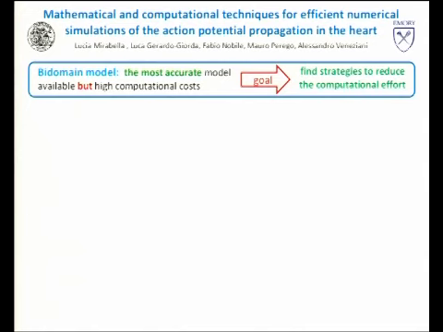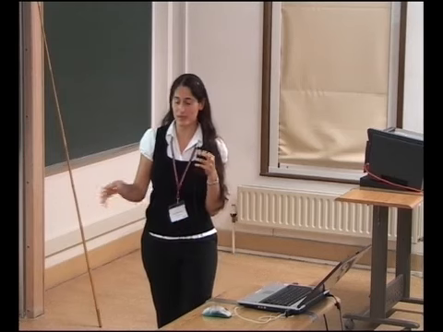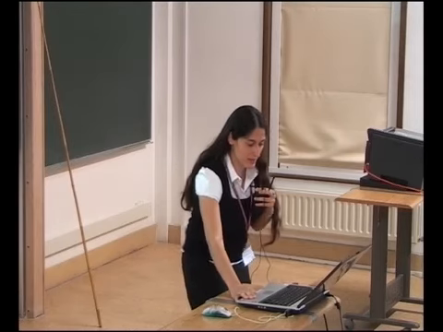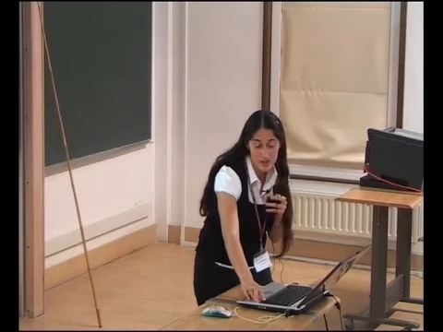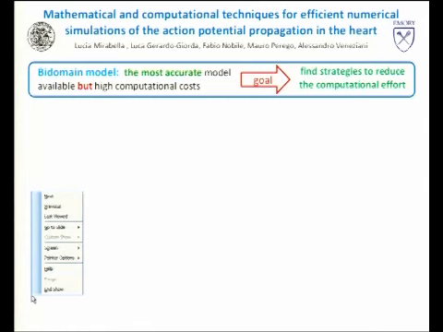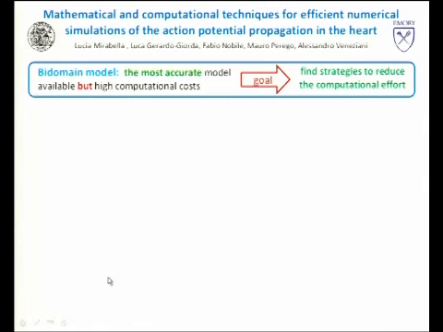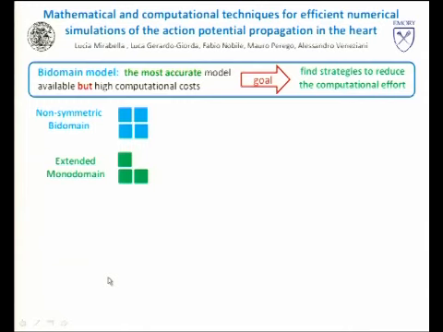Good morning. My co-authors and I would like to present our results in developing new strategies in order to efficiently solve the bidomain propagation, the action potential propagation in tissue. We start from the fact that the bidomain model is the most accurate model available in the literature, but it has high computational costs. So we found strategies to speed up the computations.